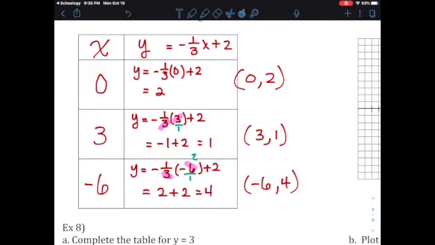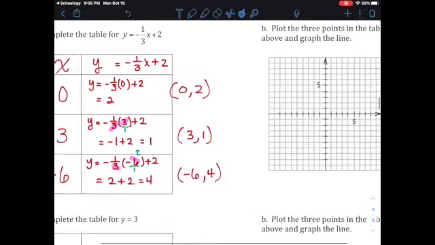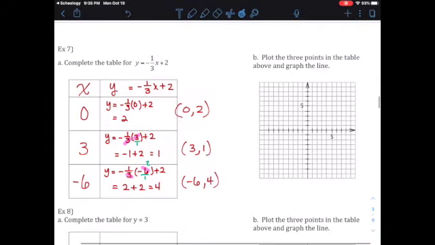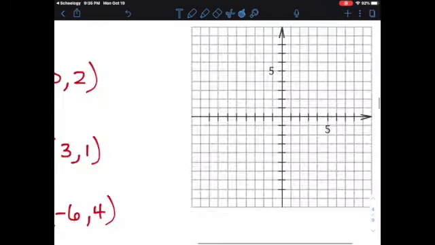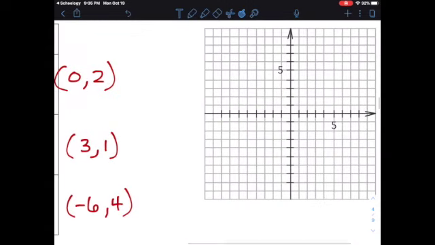Okay. Now, also need to be a little bit smart about this whole thing. Since our graph is about 10 by 10 most of the time, you don't want to pick numbers that are too big and then have to worry about them being outside of the graph. So negative 6 kind of worked out because it was still within the range of 10 and negative 10. So let's take a look at how to plot them and what they look like. So first one is 0, 2. Remember, you walk to it, then you go up and down. So 0 and 2.